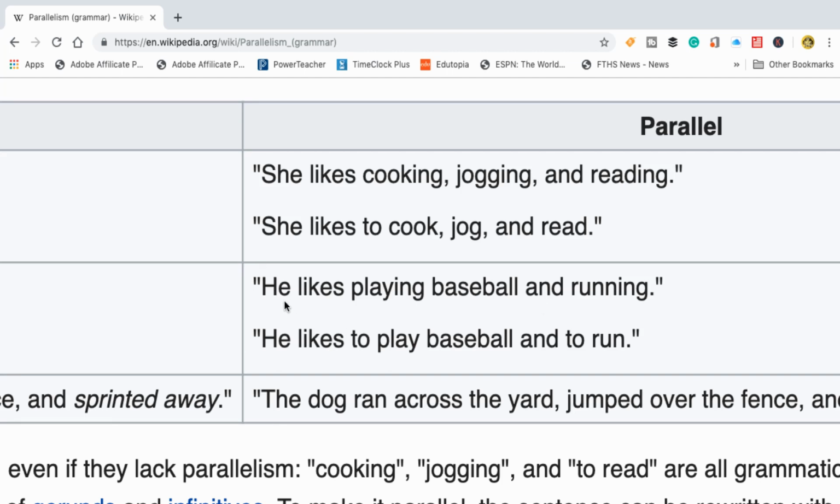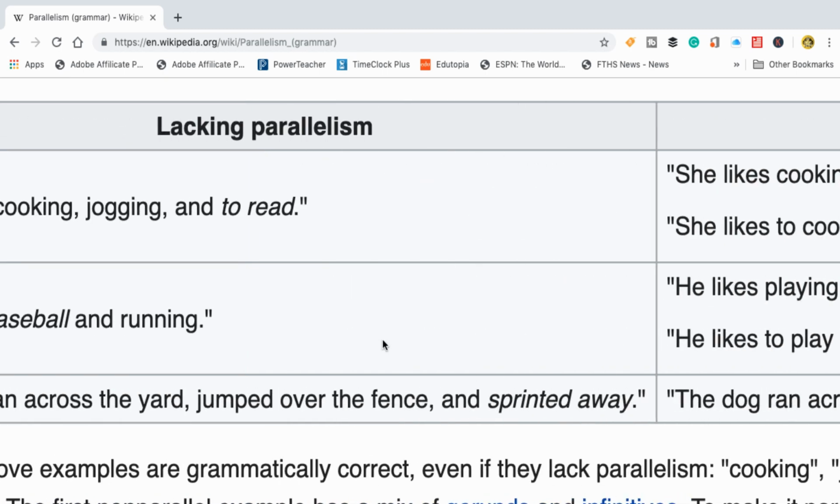So he, pronoun, likes, verb, playing, verb, baseball, and running. He likes playing baseball. Now we've turned it into the action, right? And running. So we've made it two actions. Or back to this infinitive: He likes to play baseball and to run. You see how it's changed the structure so that it matches itself?